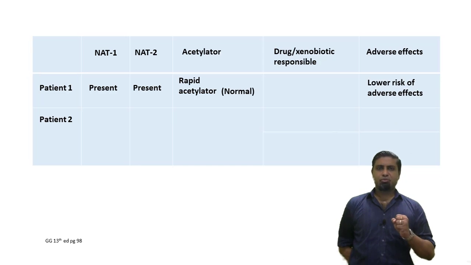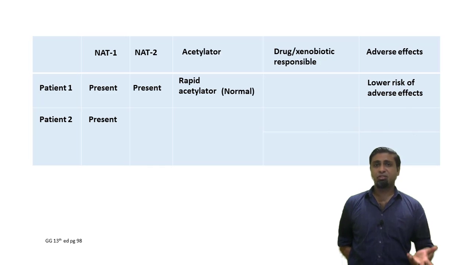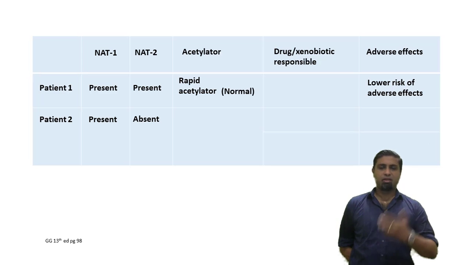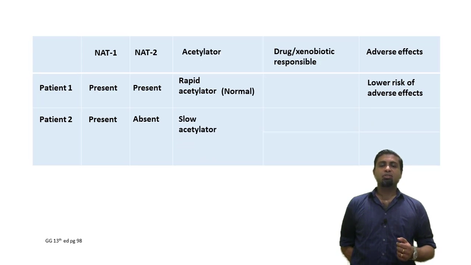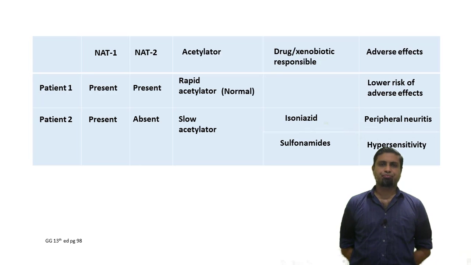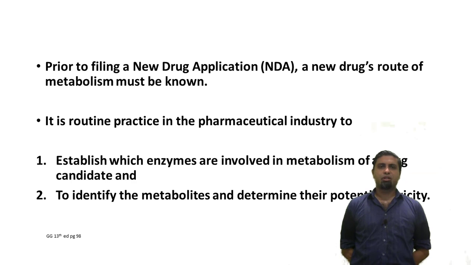On the other hand, a patient who has NAT1 but is deficient in NAT2 is more susceptible to adverse effects when administered drugs which are metabolized by N-acetyltransferase. For example, a patient on isoniazid would be more prone to develop peripheral neuritis, and a patient who is on sulfonamide antibiotics would be more prone to develop hypersensitivity reactions. Right, so that's regarding metabolism in brief.